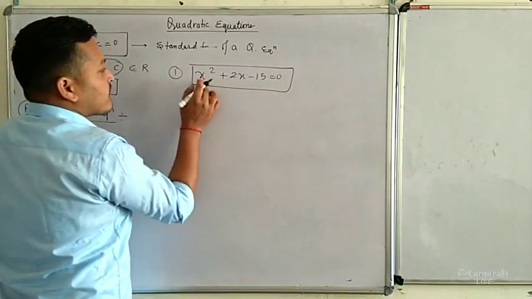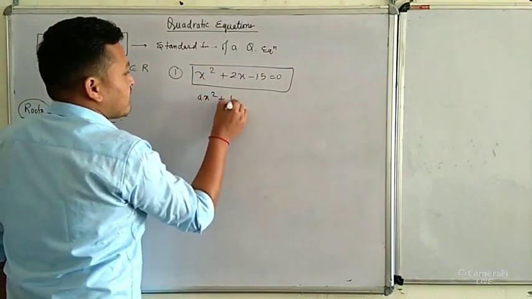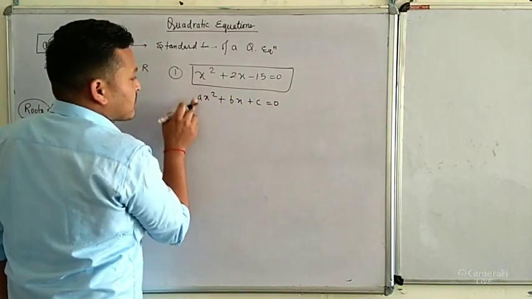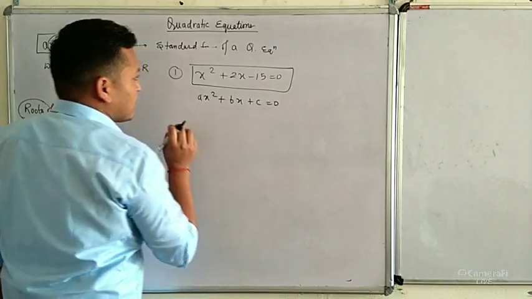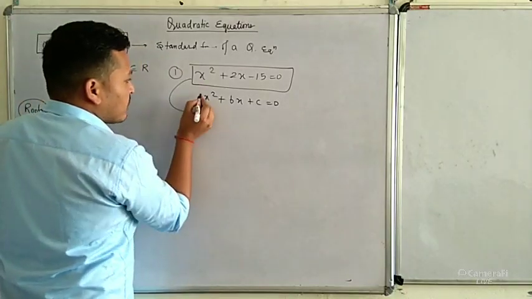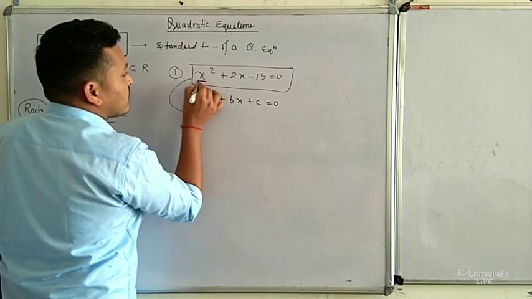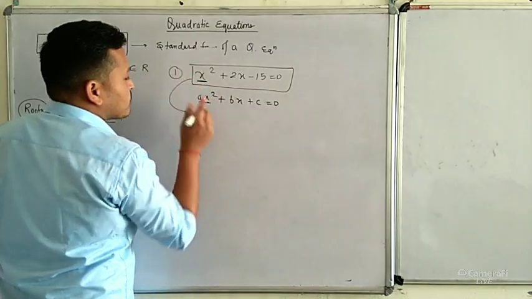So now compare this equation with ax square plus bx plus c is equal to 0. On comparing the given equation with ax square plus bx plus c is equal to 0, what will we obtain here? What is the value of a? A is equal to the coefficient of x square. What is the coefficient of x square? Nothing is given, that means 1.